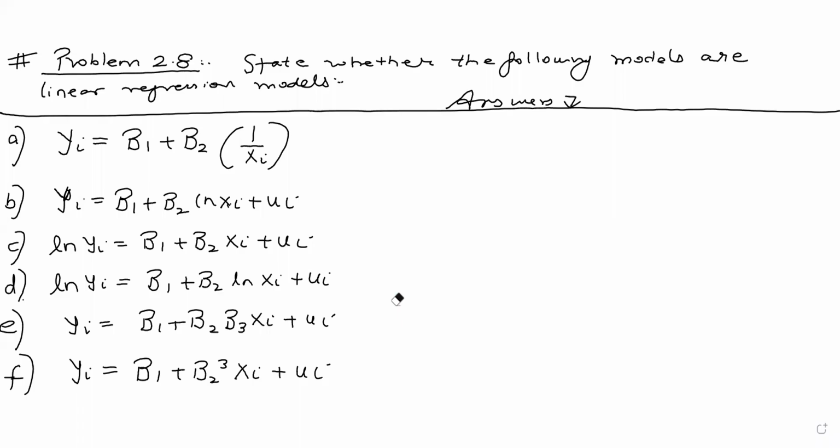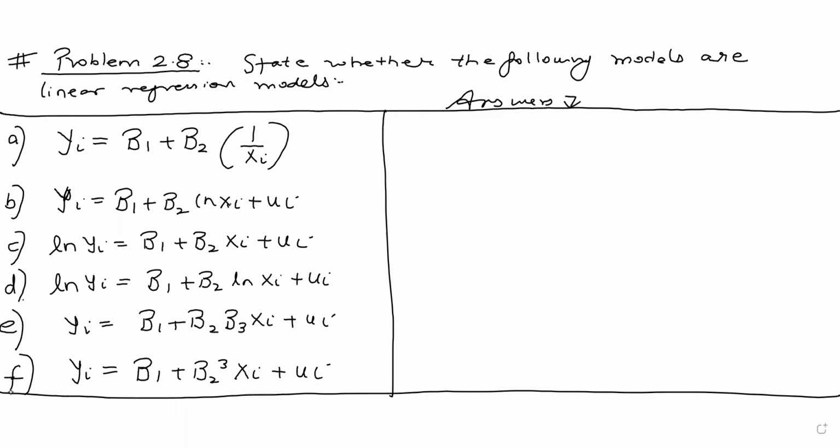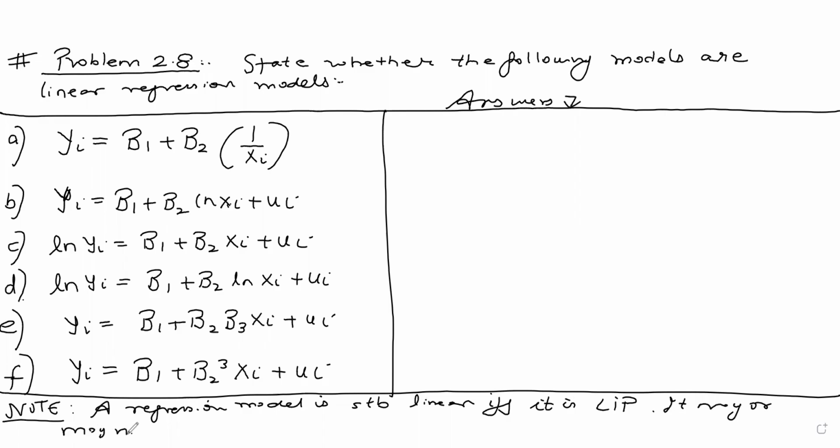Okay, so first of all, I can just write a note that a regression model is said to be LIP. LIP means linear in parameters. A regression model is said to be linear if and only if it is linear in parameters. It may or may not be linear in the variables. Okay, so I'm revising it again. A regression model is said to be a linear regression model if and only if it's linear in the parameters. Linear in parameters means B1 and B2. B1 and B2 are the parameters. It may or may not be linear in the variables, which are yi's and xi's.